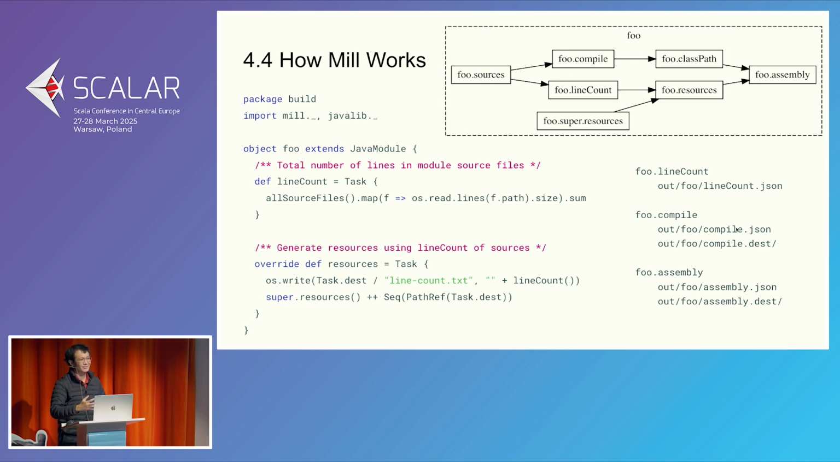Foo.compile is not just JSON, right? Compile has files, so it has a destination folder we mentioned earlier, and any metadata goes in JSON. And same with assembly. I can incrementally recompute things for you. I touch the resource folder, which is now super.resources because you overrode it. Mill knows that I need to recompute resources, I need to recompute assembly, but I do not need to recompute lineCount and compile because it's not downstream of my change.